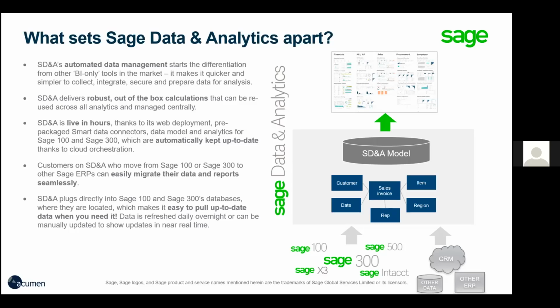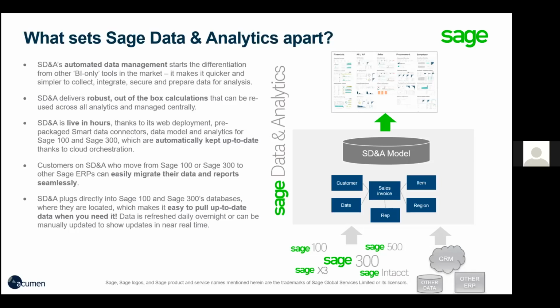SD&A is a web-delivered product that runs as a SaaS application, meaning there's no infrastructure that has to be deployed within your business by Acumen or maintained by your IT team. The benefits there is that not only can the solution itself come online literally within hours, but you also have really the best practices around connecting to Sage 100, Sage 300, and all of your other data sources automatically kept up to date via the SaaS model.